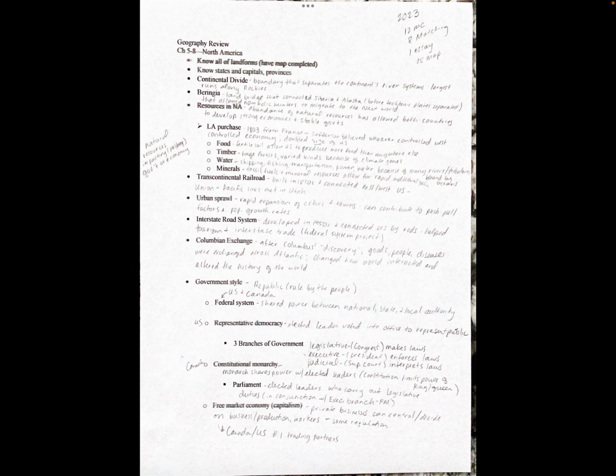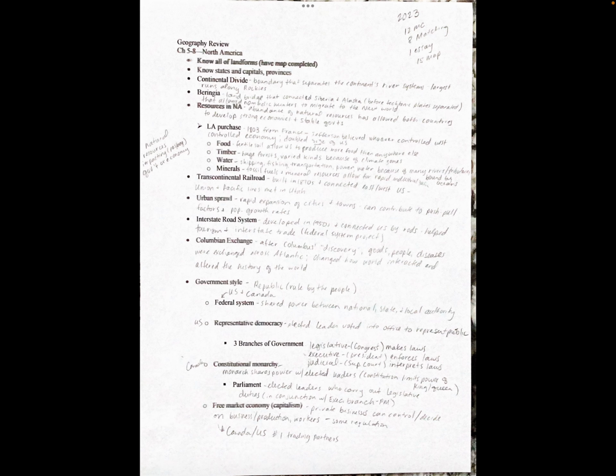Part of that, at least for the purpose of North America, for the United States, was the Louisiana Purchase. So in 1803, we purchased this area that we know as the Louisiana Purchase from France, because Jefferson believed that whoever controlled the western part of the United States, the Louisiana Territory, controlled the economy. So Jefferson believed whoever controlled the West controlled the economy. It essentially doubled the size of the United States.